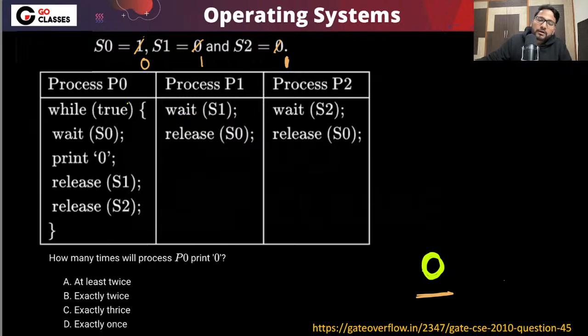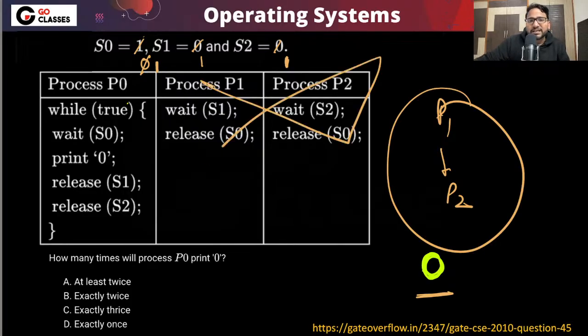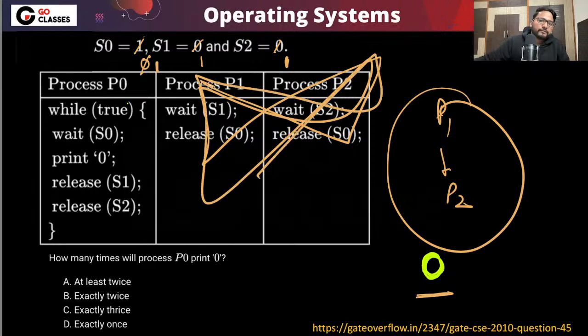Are you getting my point? So basically you can do one thing: you print 0 once, and this is the scenario. Then S1 can be 1, and S0 can be made 1 via this release or via this release. So after printing 0, you execute P1 and P2, which means this will be 1, and then again it will be 1, but it doesn't matter, right? And once you execute this P1 and P2, these are destroyed forever.